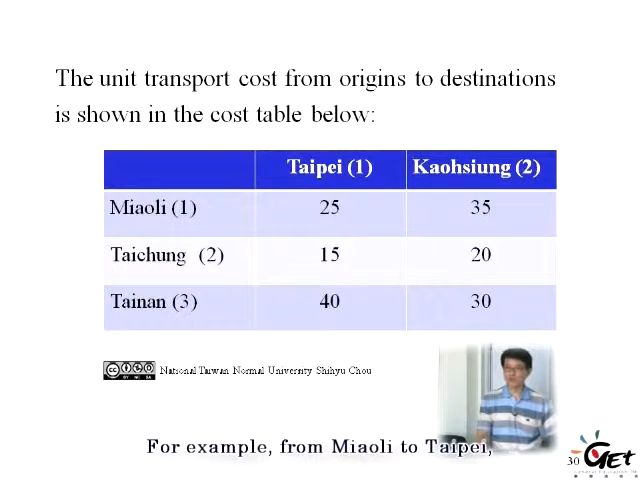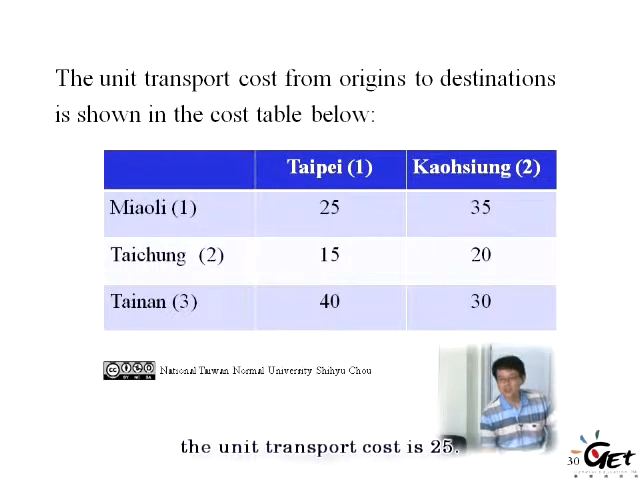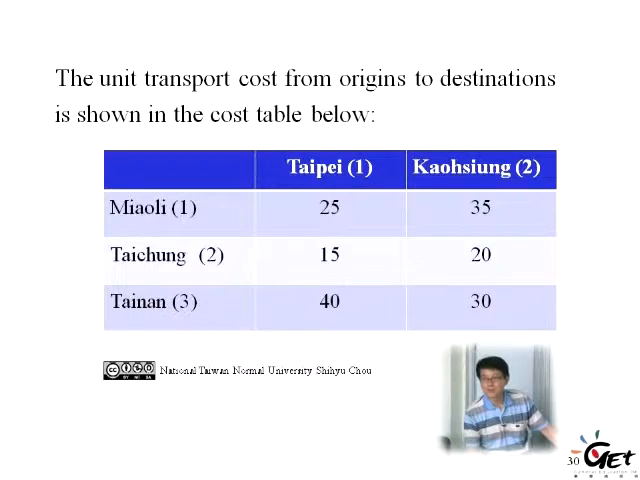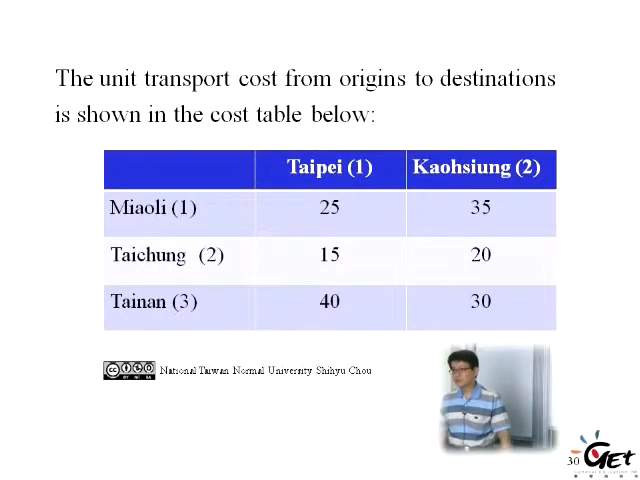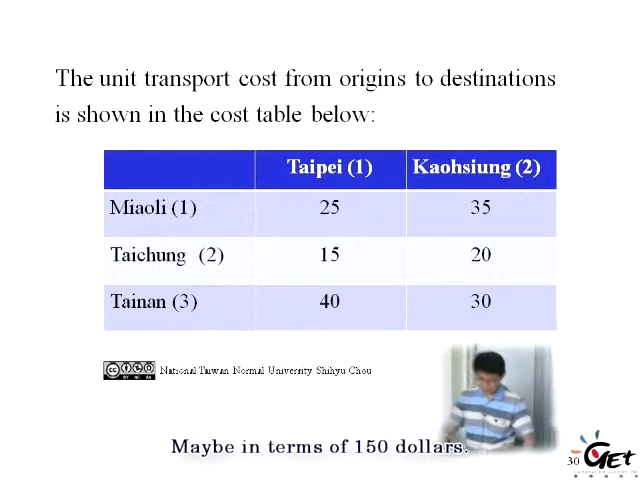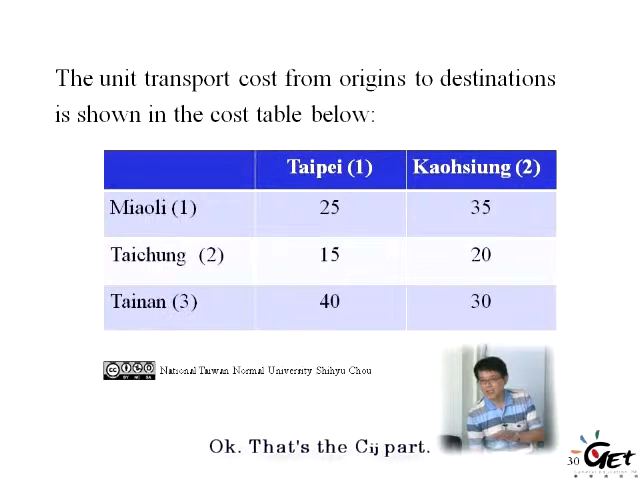For example, from Miaoli to Taipei, the unit transport cost is 25. From Tainan to Kaohsiung, the unit transport cost is 30. Maybe in terms of $120. Okay, that's the Cij part.